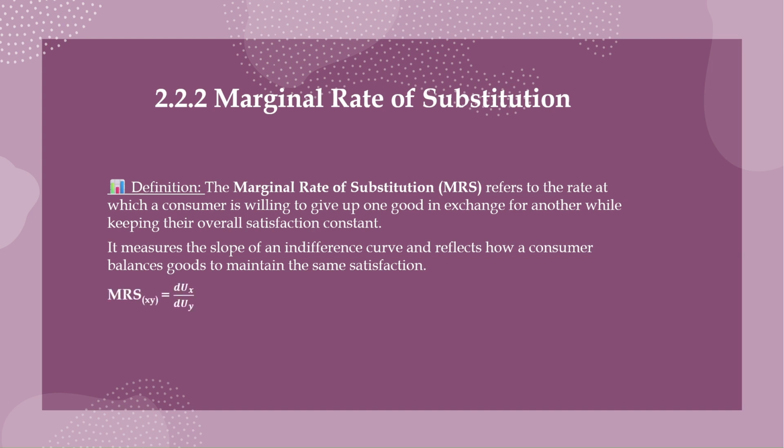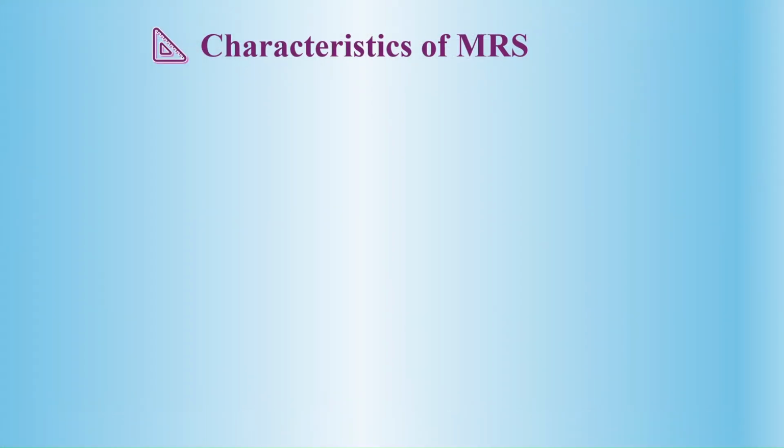We have the formula: MRS of product X and Y is the change of product X divided by the change of product Y. What does MRS mean in real life? What does it actually mean? Why is it important to economics? We'll know in the next slide.